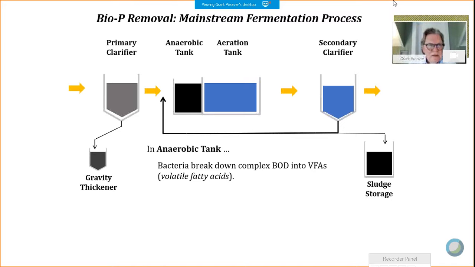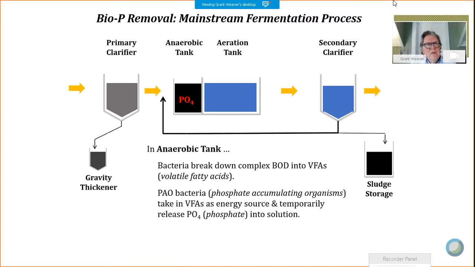So if you have a mainstream fermentation process, you're going to have an anaerobic tank where these volatile fatty acids are going to be produced, and then the bacteria that are in and with the return sludge coming into that anaerobic tank or fermented tank will consume the volatile fatty acids. They'll become energized, and then here's the process tool that I would recommend using rather than monitoring volatile fatty acids. I would monitor how much phosphorus is released.